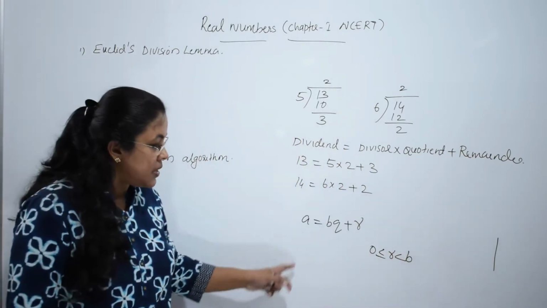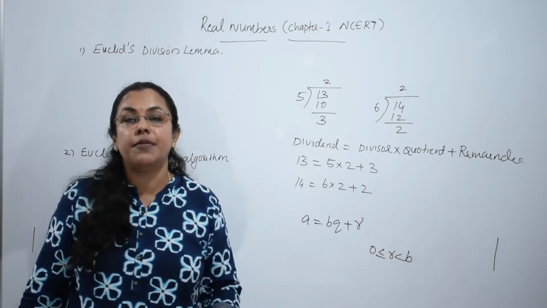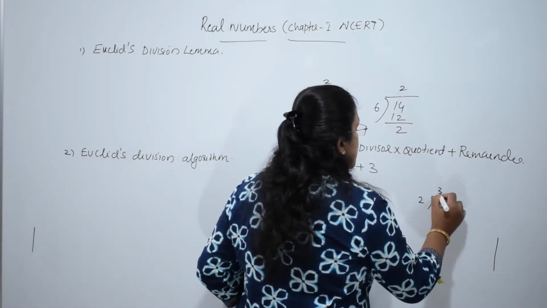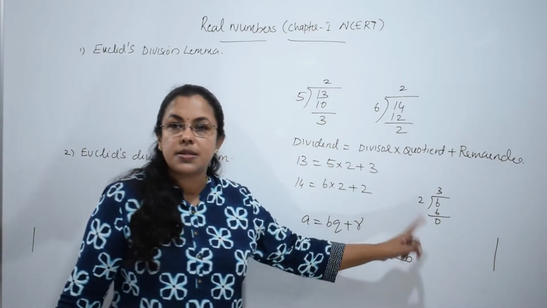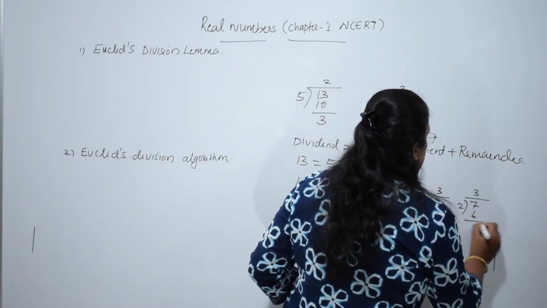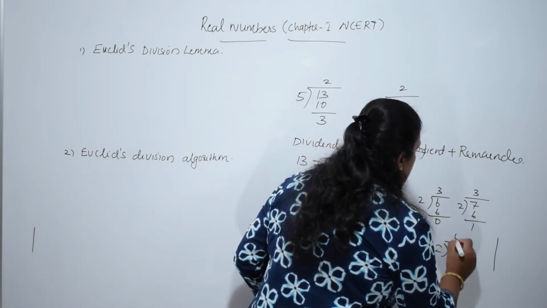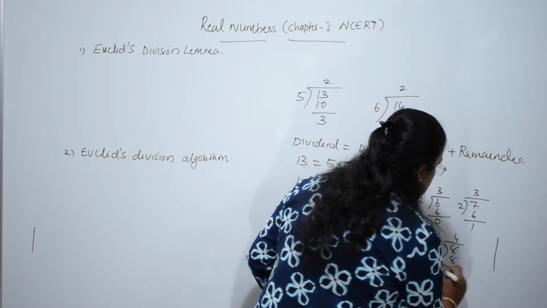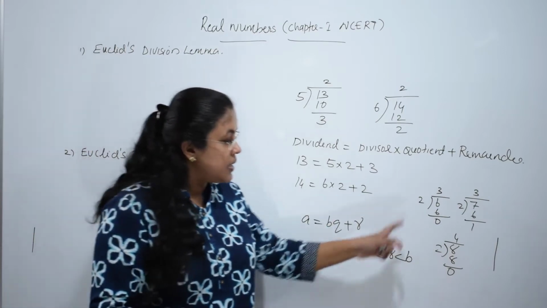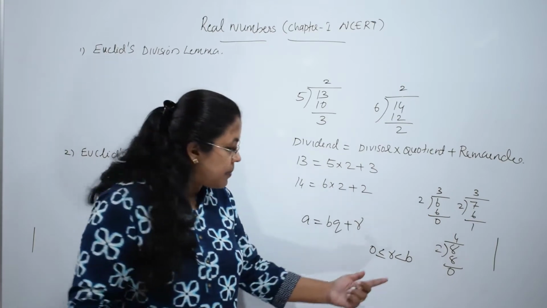What is the meaning of this? The remainder is either 0 or less than the divisor. For example, if we divide 6 by 2, 3 2s are 6 and the remainder is 0. If we divide 7 by 2, 3 2s are 6 and the remainder is 1. If we divide 8 by 2, 4 2s are 8 and the remainder is 0. If we divide any number by 2, the remainder is either 0 or 1. It cannot be more than that. That is the meaning of this.